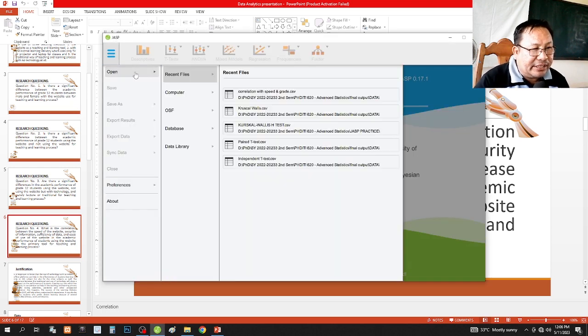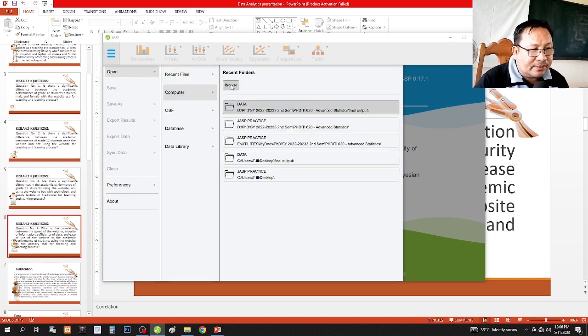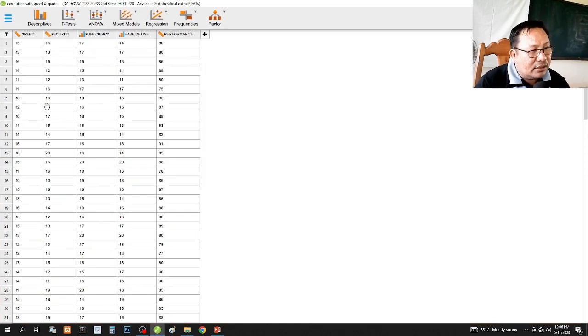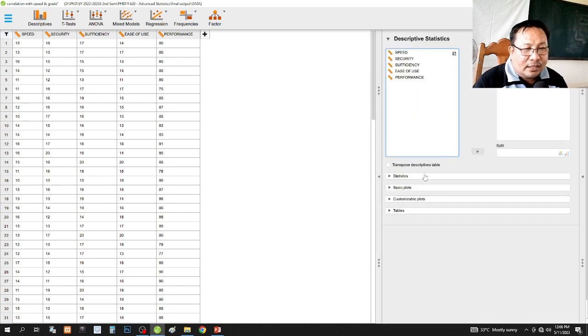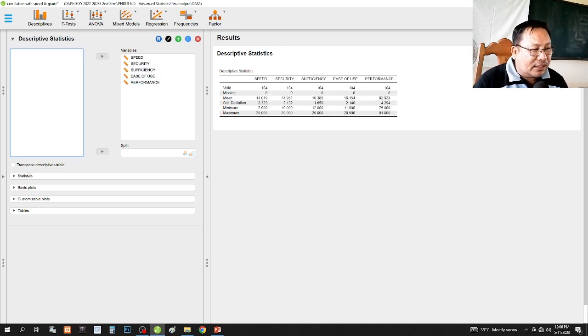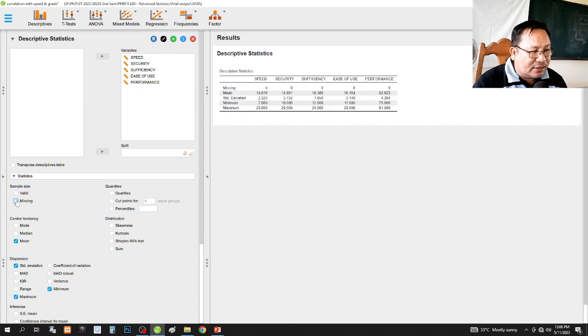And let us use the data that we have typed here already. So I name it as correlation. Okay. So here are the data sets. So we have four independent variables, speed, security, sufficiency, ease of use, and one dependent variable. Now for the descriptives, we're going to click on descriptives and click on the variables and transfer it here. After that, we click on statistics because we are only interested with the mean and the standard deviation.